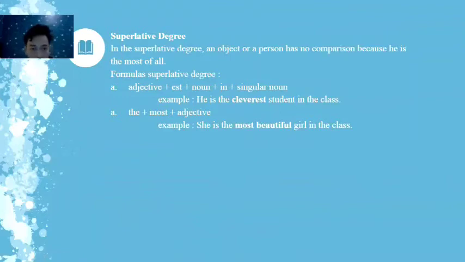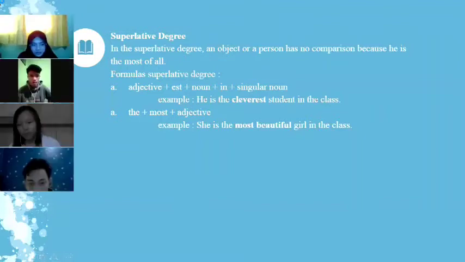Last, superlative degree. The superlative degree is used for an object or a person as a comparison because it is the most important. Formula, superlative degree: the plus adjective plus est plus singular noun. For example, he is the cleverest student in the class.